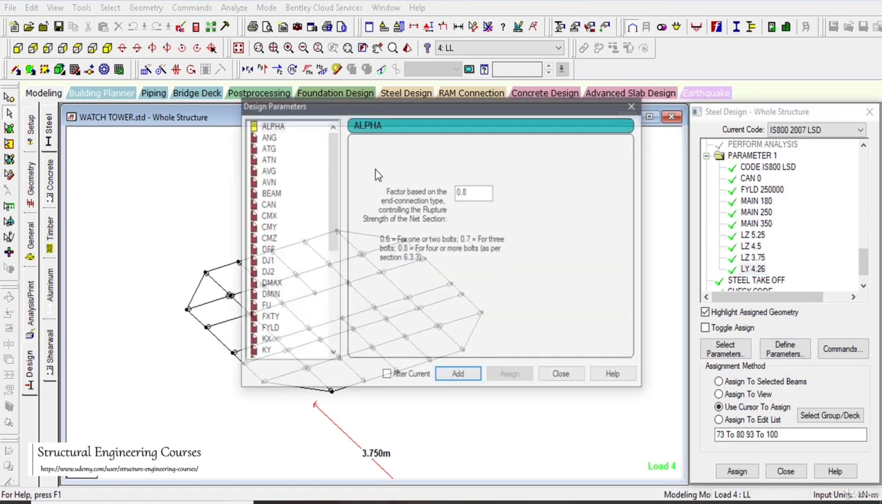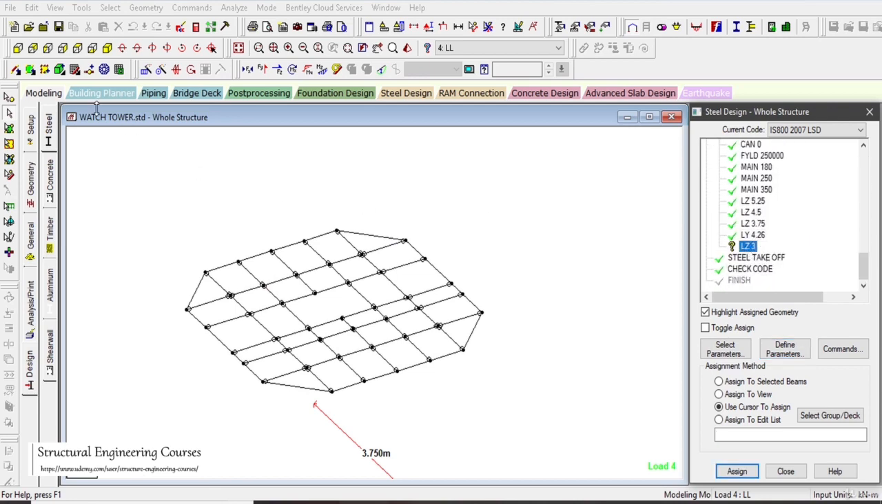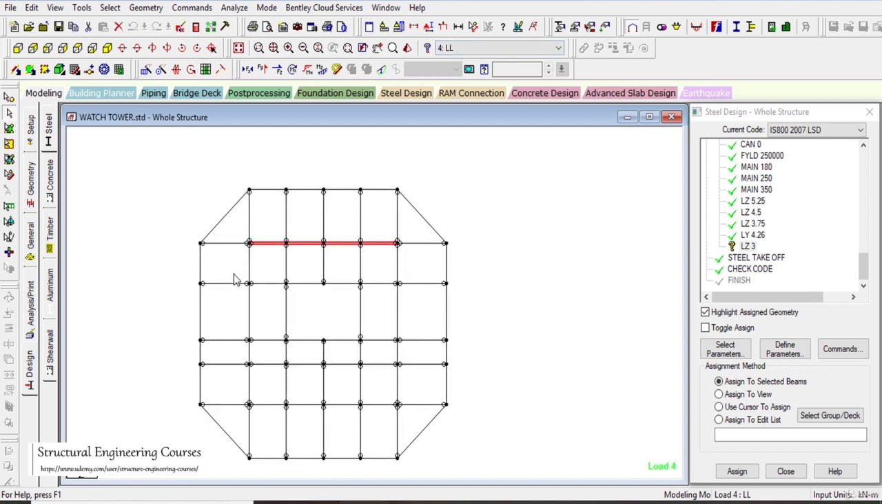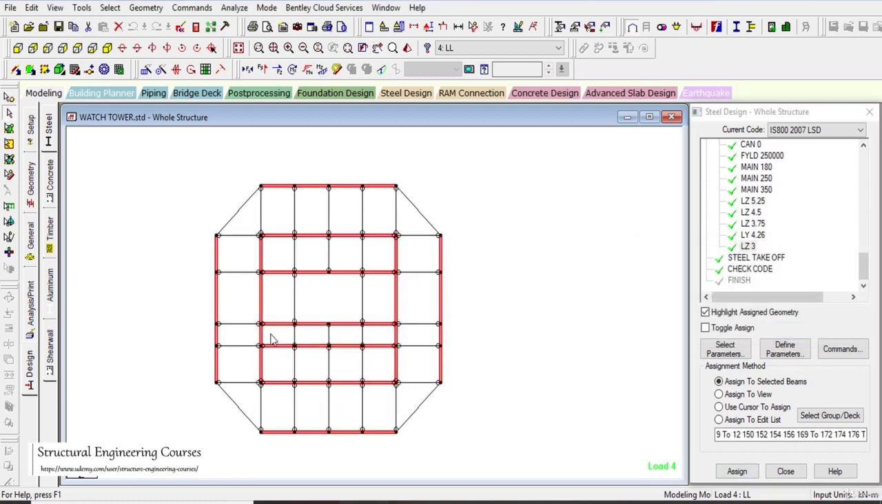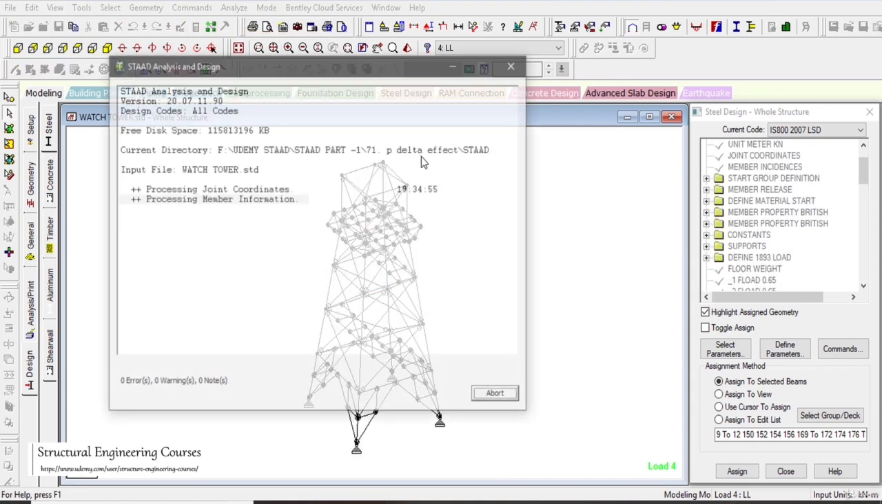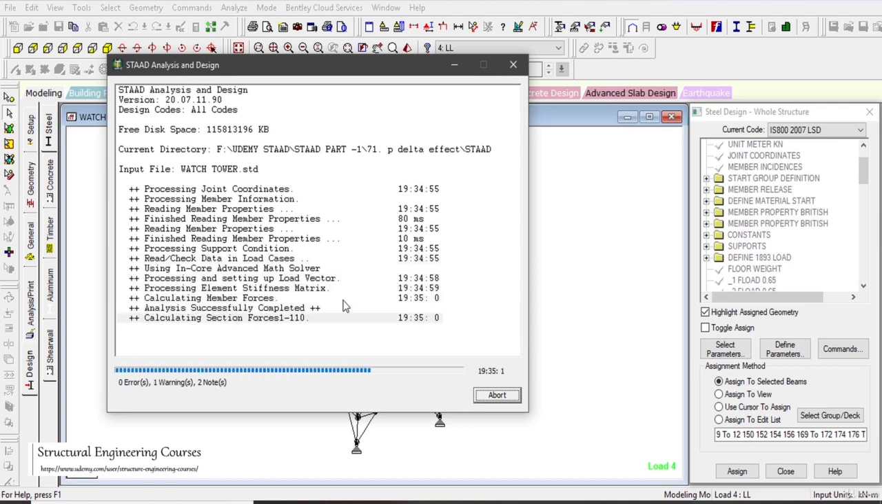So here we need to go to define parameters LZ. Here we need to enter 3, left click on after current and add. So here we can select the main members here. After that, these members do not need to be defined any LY and LZ. Here also we again need to go to the editor file, because this is just a simple analysis.